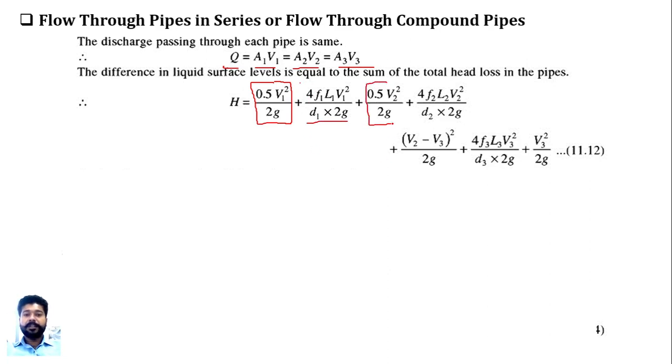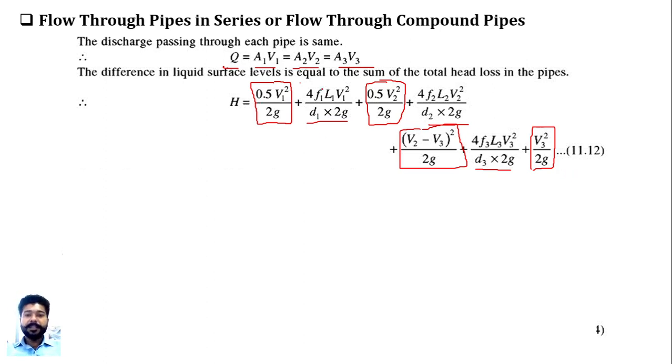Second, whenever there is a contraction in a pipe, this one is the frictional loss in pipe 2. After that, enlargement in a pipe, so this one is the head loss for the enlargement. Next, this head loss is due to the friction in pipe 3, and this one is again the last head loss at the exit of that pipe. So here the different types of losses are available.